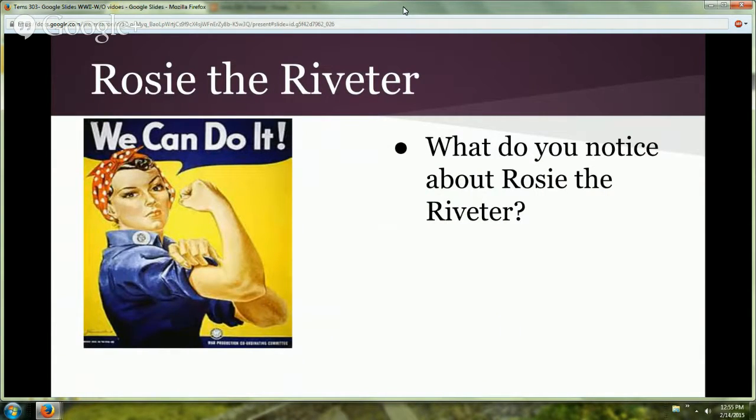Many of us have seen the iconic ad for Rosie the Riveter. What do you notice about Rosie the Riveter? Does she look like she has been working? Is she a typical female worker in the workforce? Why is she pictured in this way? Please feel free to pause and take some notes on that.